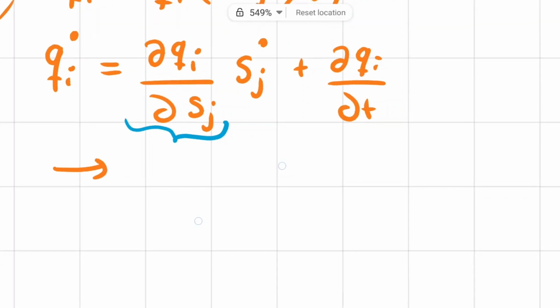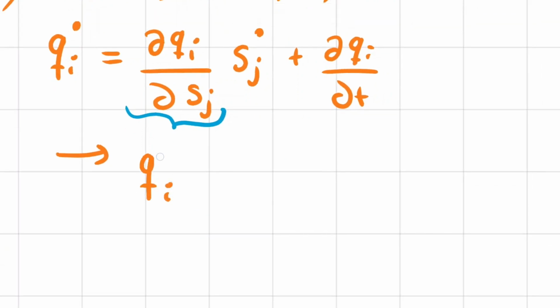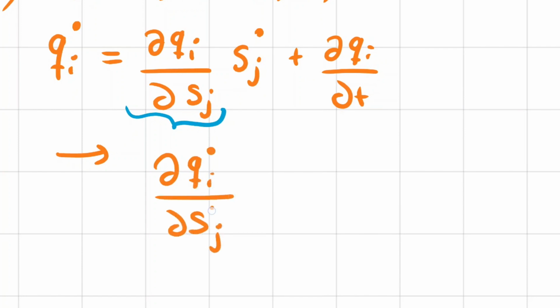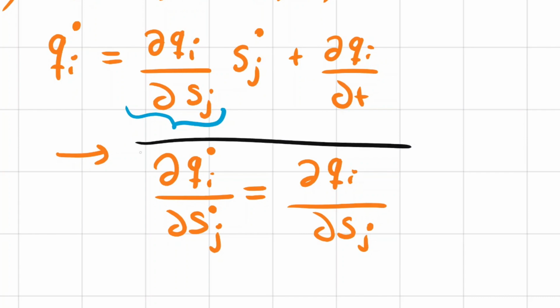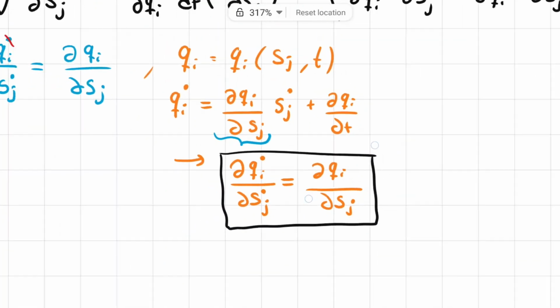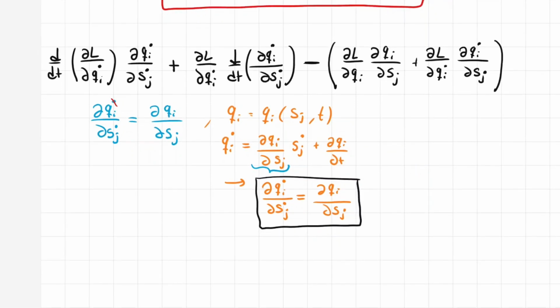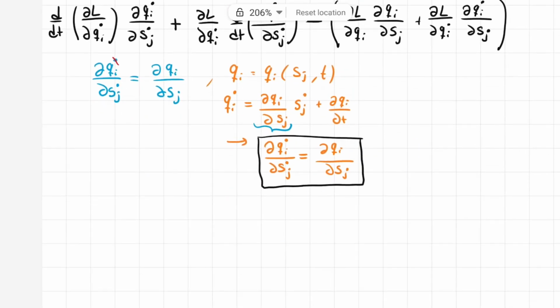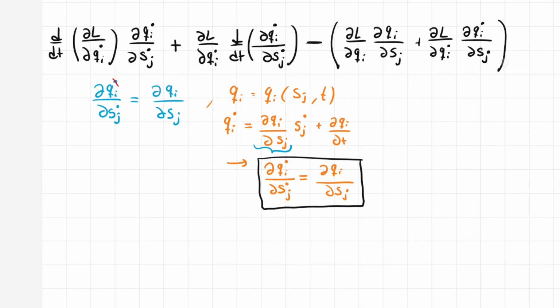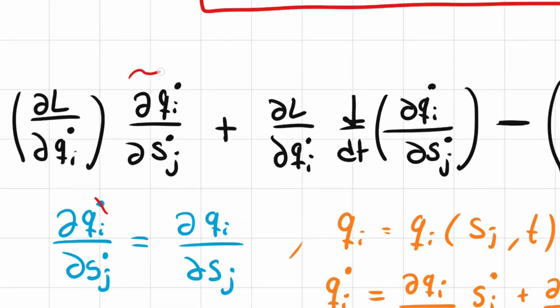So with this, we conclude that the derivative of qi dot with respect to sj dot is equal to the derivative of qi with respect to sj. Okay, so again, this is a very well-known result in classical mechanics that is often used. So how are we going to use this result? Well, you will see that we can apply that formula to this element that we have here.